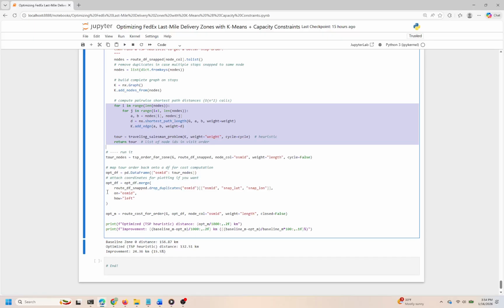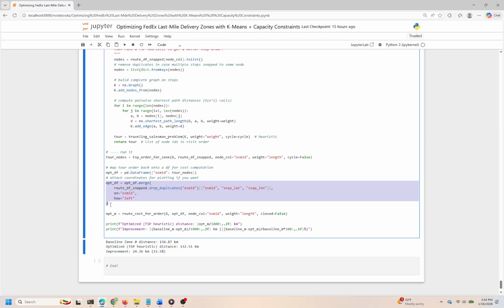Similar to the baseline route, we compute the distance of the optimized path, and importantly, we also derive the improvement made by comparing the two routes. The results reveal not only the distance of the optimized route, but also the percentage gain compared to the baseline, giving clear insight into the optimization's impact.